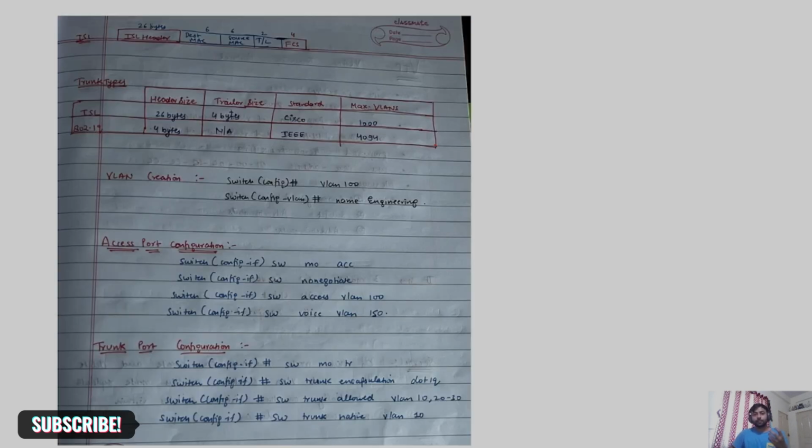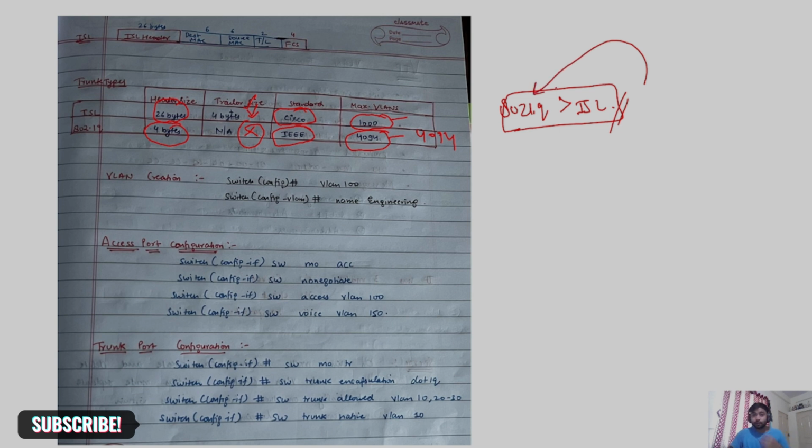Now understand the ISL and 802.1Q differentiation. In the header size, we utilize 26 bytes here and 4 bytes here. In the trailer, we have 0 here, but here we have 4. ISL is only Cisco supported, Cisco proprietary, and 802.1Q is multi-vendor. The maximum VLANs in ISL is 1000, but in 802.1Q it is 4094. Hence, 802.1Q is much better than ISL. So all the vendors give favoritism to this encapsulation protocol.